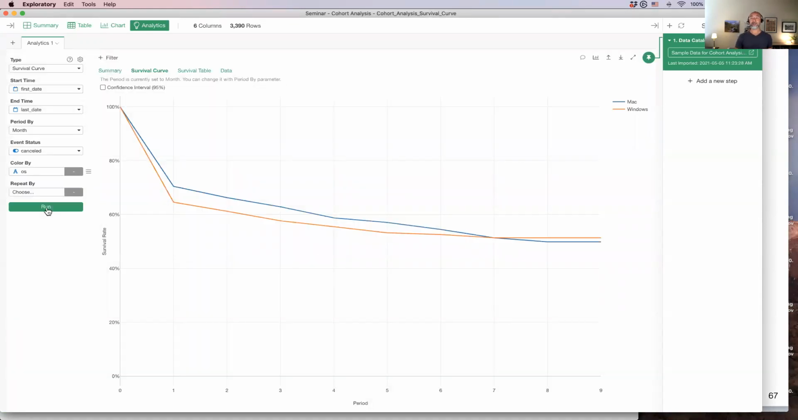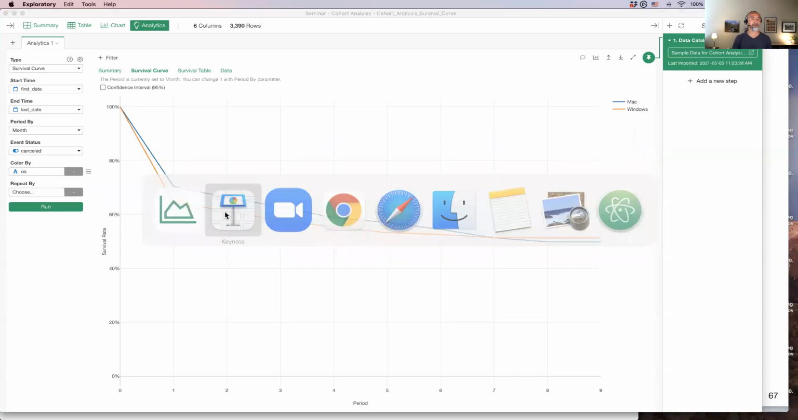And I got two lines: blue is for Mac and orange is for Windows. Just by looking at this, the Mac cohort is better than the Windows. So something is going on. Maybe there are special bugs for Windows, or maybe the experience is better for Mac. I don't know.